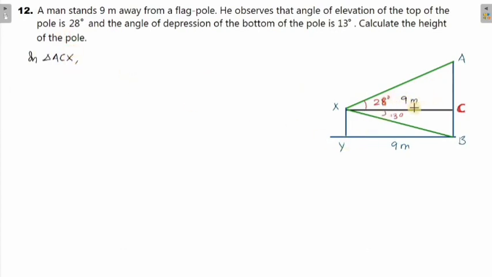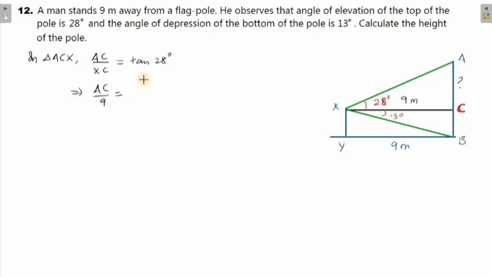So we have to find AC, isn't it? So this is my perpendicular and this becomes my base. So again we have to use perpendicular by base. Perpendicular by base gives me tan theta, remember. So tan theta, theta is 28 degree. So we need to find the value of tan 28 degree from the table. AC we don't know, XC is 9. Okay, so tan 28 degree. Let's look at the value of tan 28 degree from the table.